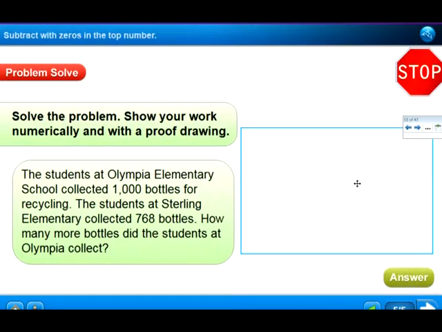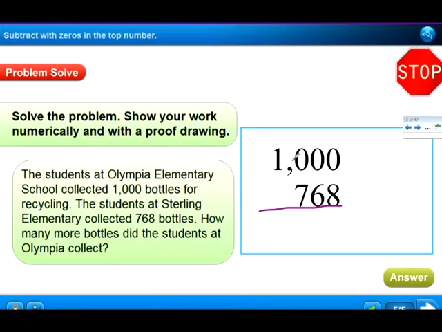Now let's try this one. First of all, how many bottles did we collect? The students at Olympia Elementary School collected 1,000 bottles for recycling. The students at Sterling Elementary collected 768 bottles. How many more bottles did the students at Olympia collect?